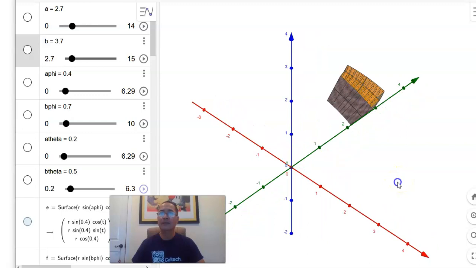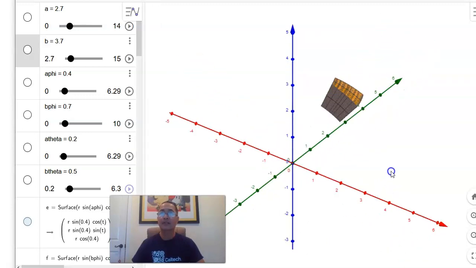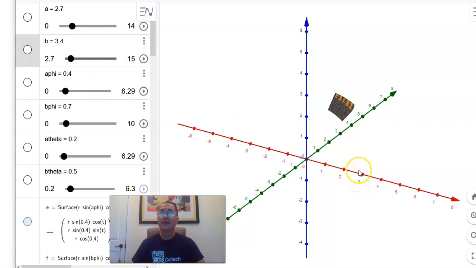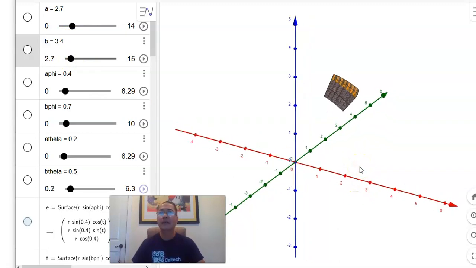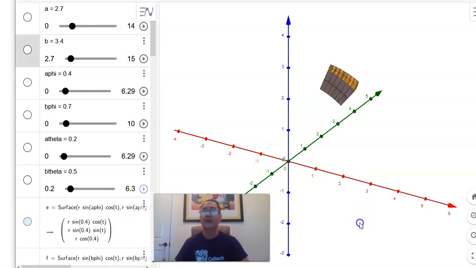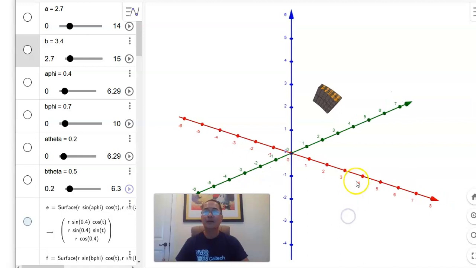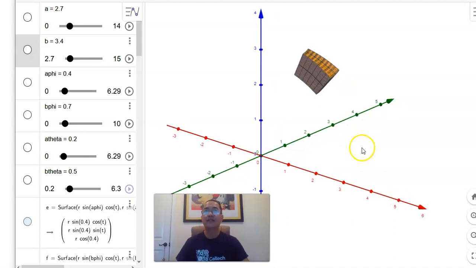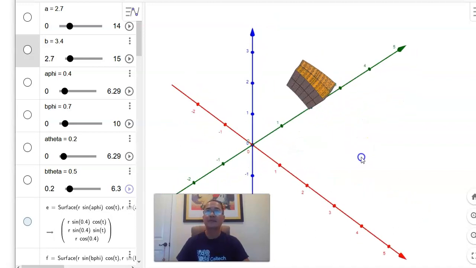Because the point I want to make here is, when these differences are very small, see how 2.7 to 3.7, that's still kind of big. Let's make it a little shorter. There we go. See how that almost looks like a regular box? So there's a height to that box. What about the phi? 0.4 to 0.7, that's not too big. Theta, 0.2 to 0.5. That's just about as close to perfect as I want to have it. So now we want to understand the volume of this little spherical box.